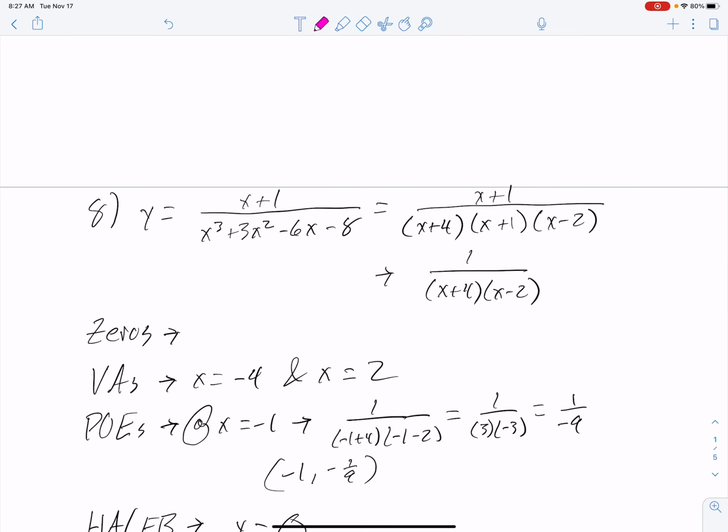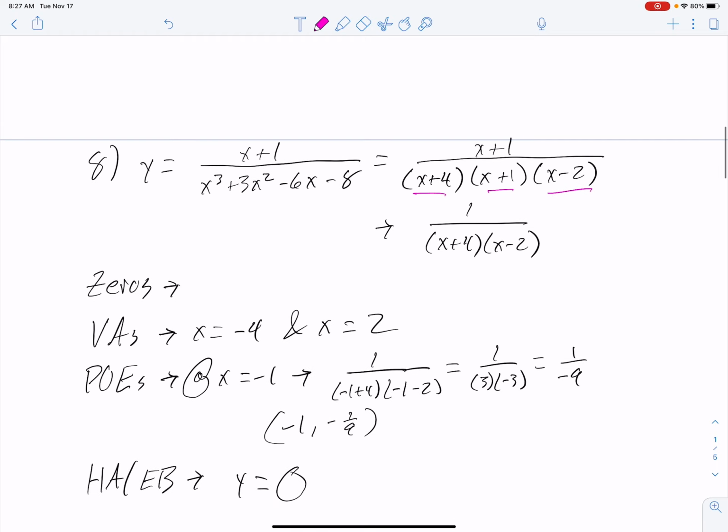Number 8, I needed my calculator to come up with these factors in the denominator. It was not factorable by hand. I noticed that I have overlapping values in my numerator and denominator, which guarantees that I'm going to have a POE. And so I can use my reduced fraction when I talk about the remaining values. Again, no variables in the numerator only, so there are no zeros. What came out of the denominator only was x minus 4, and x equals negative 4, and x equals 2, so those are my vertical asymptotes.